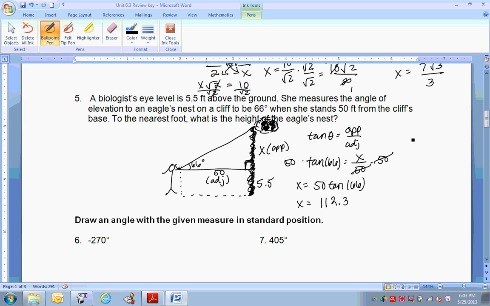But then we have to add the 5.5 to get the total height of the cliff. So 112.3 plus 5.5 equals 117.8, which rounds up to 118 feet since they want it to the nearest foot. So the eagle's nest is 118 feet off the ground.